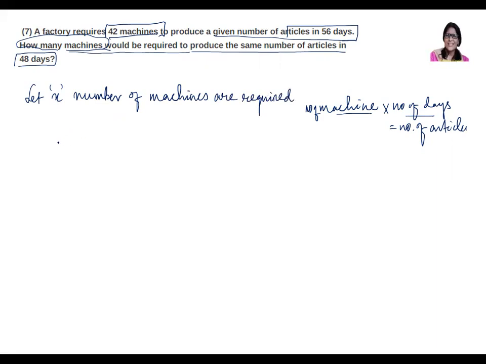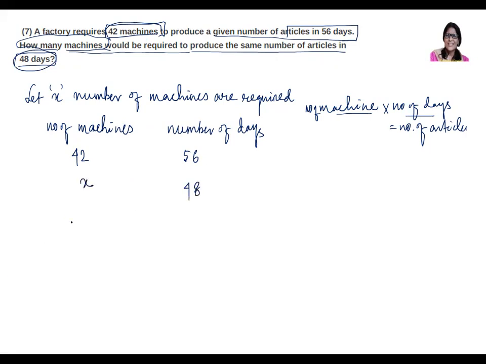Then make the column. What is it? Number of machines and number of days. First is 42 machines, 56 days. Second is 48 days. How many machines? We took it as x.